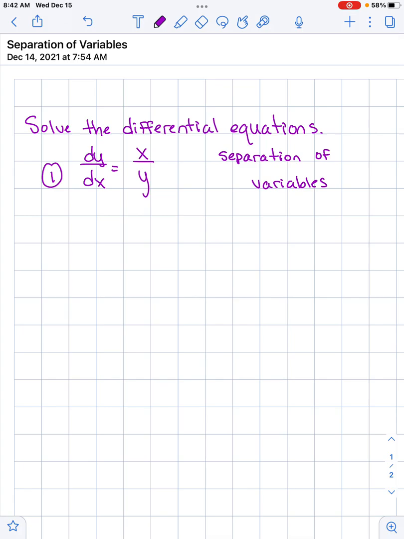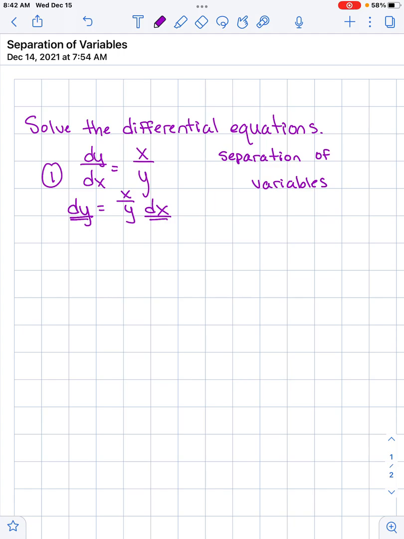If I move the dx over to the other side, I end up with dy equals x over y dx. And what that tells me is that all of my y's are going to have to be on the left-hand side with this dy, and all of the x's are going to be on the right-hand side with the dx. That helps me understand which side I'm trying to move things to when I separate. Sometimes it's really clear and obvious, and sometimes it's not. So let that dy and dx guide you in where things need to go.